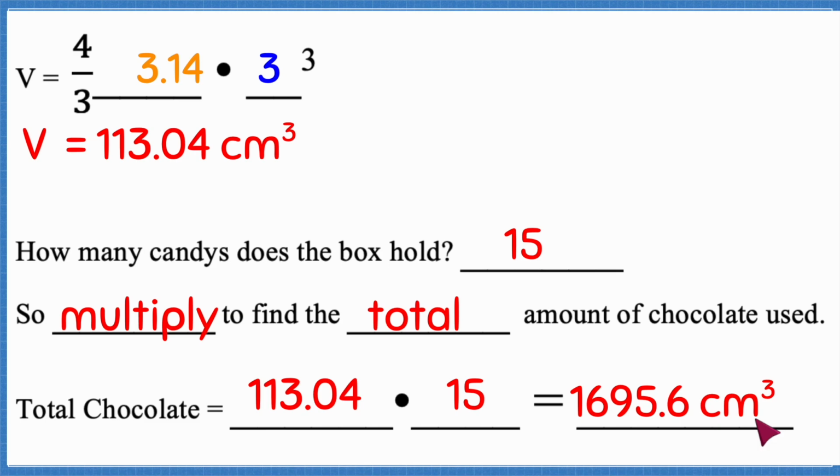So if you understand what a centimeter is, it's not very big, but it's a centimeter by a centimeter by a centimeter. So think of a cube that's a centimeter long by a centimeter wide by a centimeter tall, and you have 1,695.6 of those. So you still have a lot of cubes, but they're small cubes.